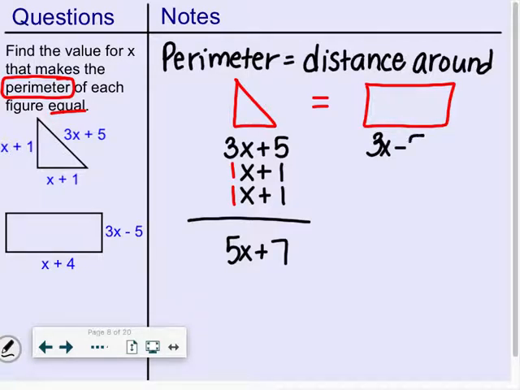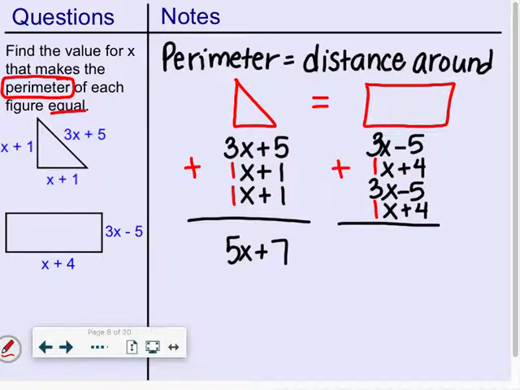3x minus 5 and x plus 4, but I need to remind you that there are 2 of each of those because the rectangle has 4 sides. Only 2 of them are marked because the other 2, the opposite sides, are the same. Opposite sides are equal in length on a rectangle. So we need 2 of each. That's a pretty common mistake that we see, that because they don't label all 4, you forget the other 2 sides.